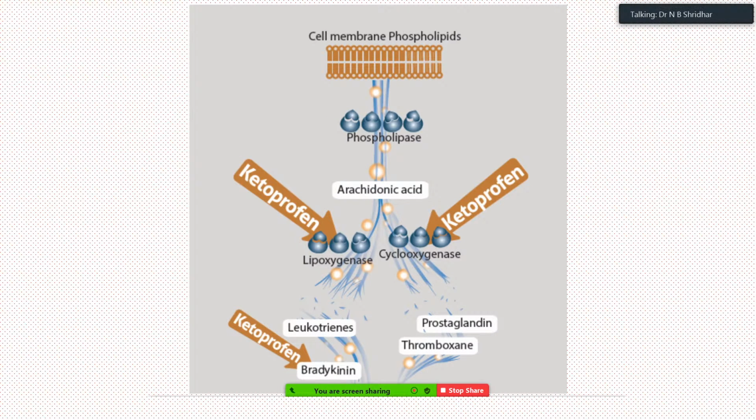So once again, this chart is related to the membrane phospholipids. Phospholipase A2 produces arachidonic acid, which is converted to the prostaglandins, leukotrienes and thromboxanes. The cyclooxygenase pathway converts them to prostaglandins, and thromboxanes are also produced, whereas the lipoxygenase pathway produces leukotrienes and bradykinin, and hence the ketoprofen etc. act on this particular site.